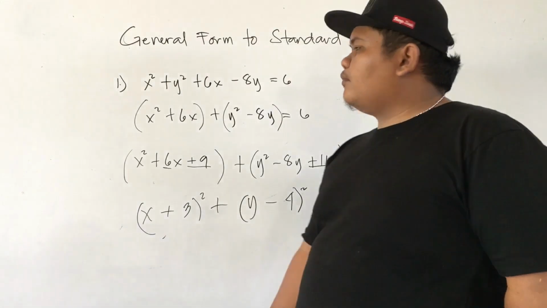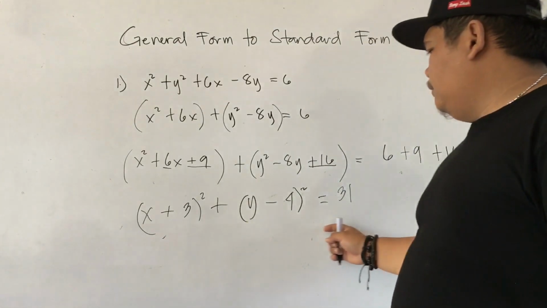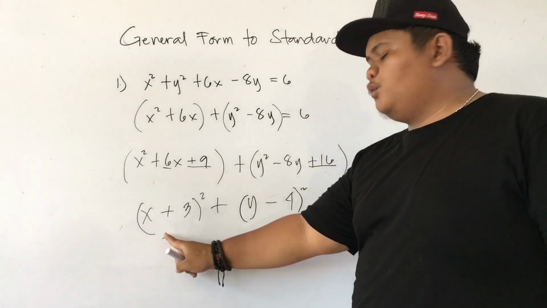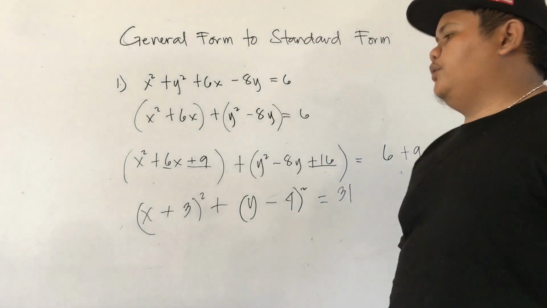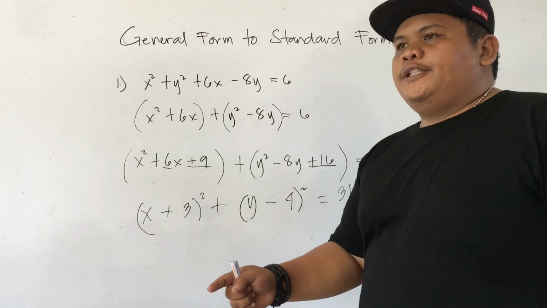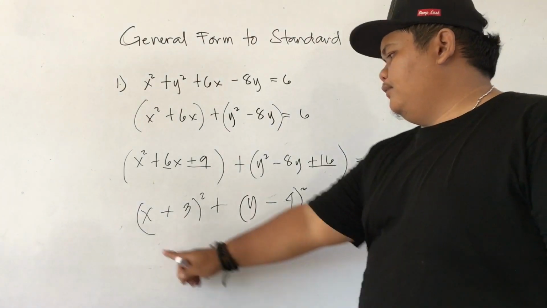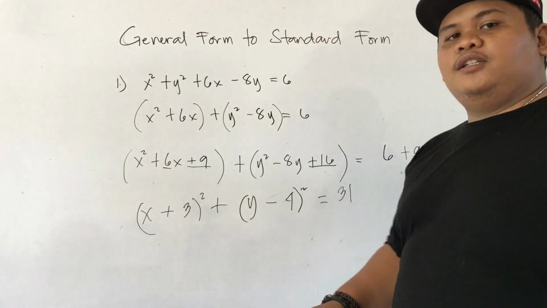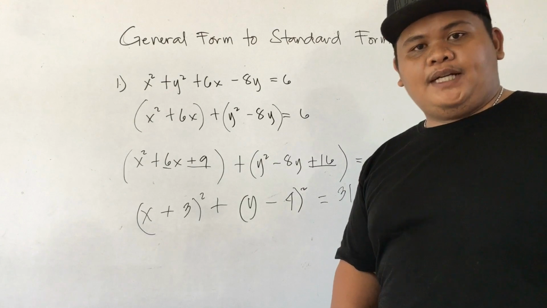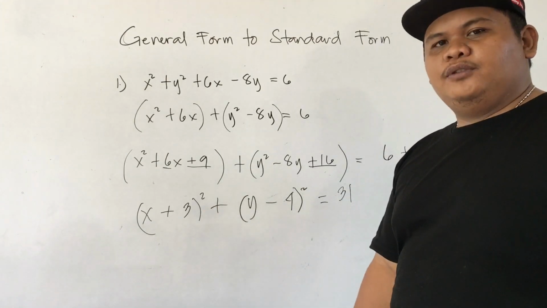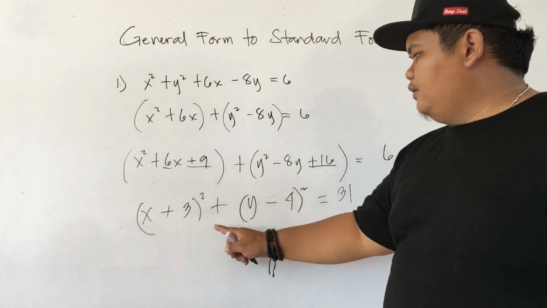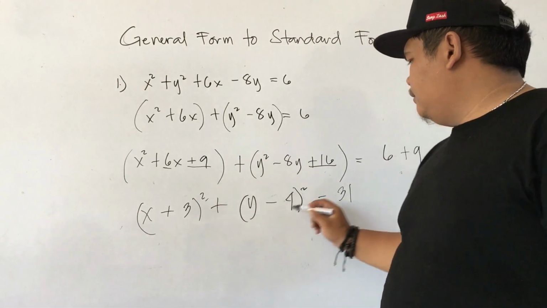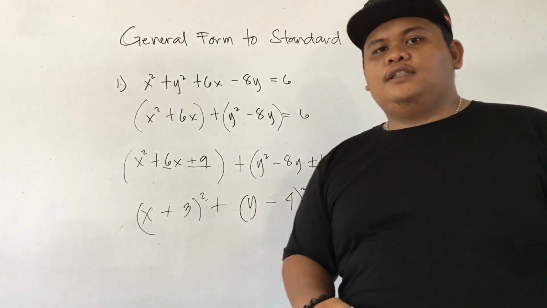Now, after deriving the standard form from the general form equation, we're going to tell what this equation is. Since we don't have any denominator in this equation, it can be a circle or a parabola. For the exponents, we have 2 exponents, therefore it is a circle.